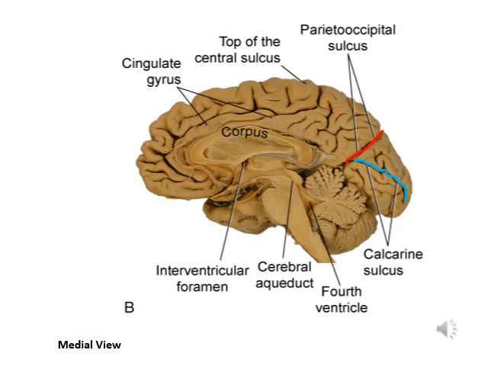And you can see there's a sulcus marked in red. That is the parietal occipital sulcus. And inferior to it, you can see a sulcus labeled in blue. That's the calcarine sulcus. These are also two very important landmarks.